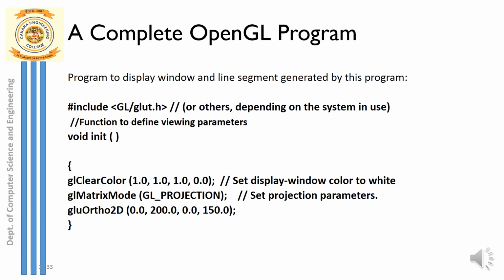Let's start with a sample OpenGL program. Here we have an example of implementing a display window and a line segment generation within that display window. So let's write an OpenGL program to display a simple line segment.